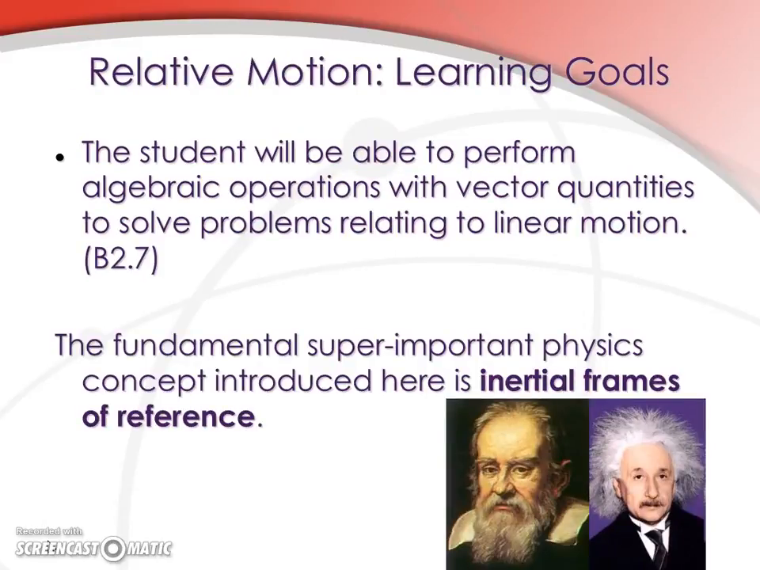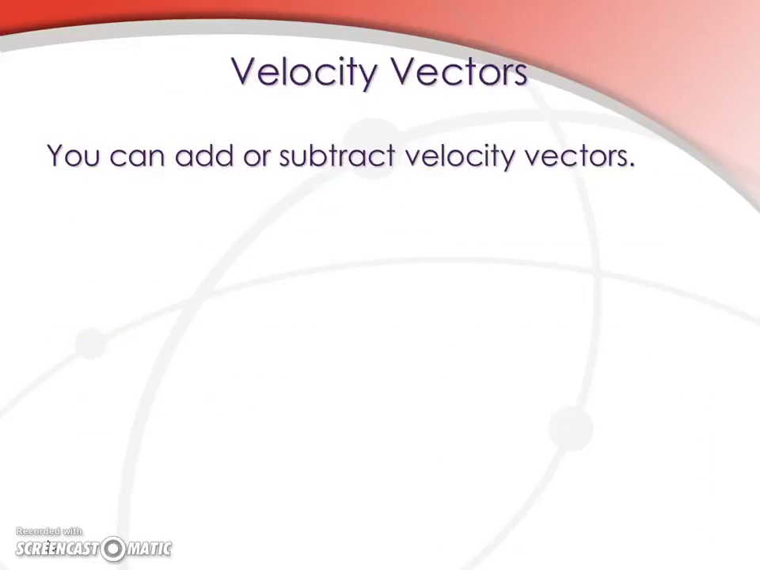So, the concept that we're considering here is the idea of inertial frames of reference. We can blame Galileo and Einstein for these. The basic concept we're talking about is that we can add or subtract velocity vectors, as we've discussed previously.